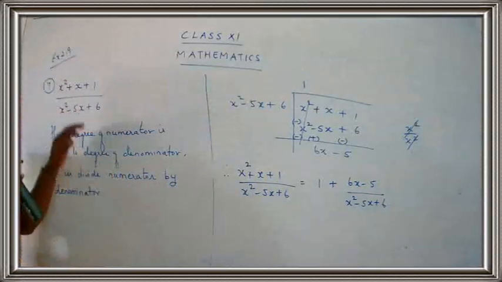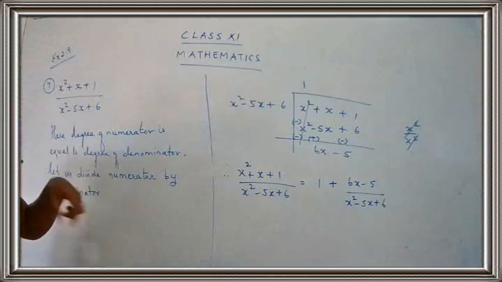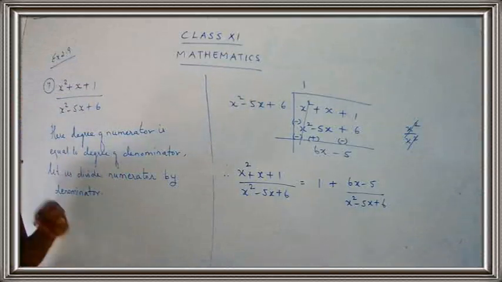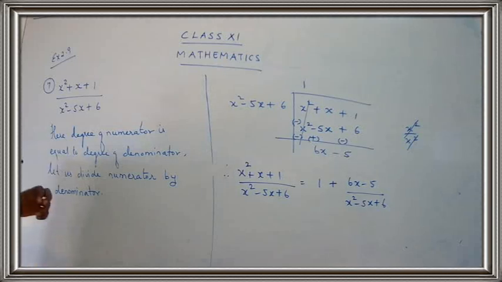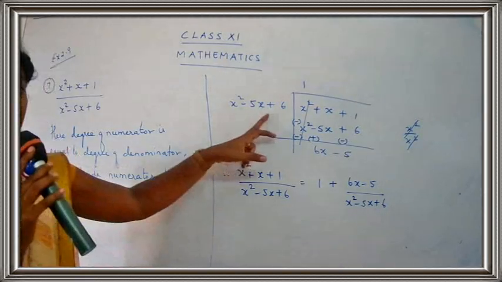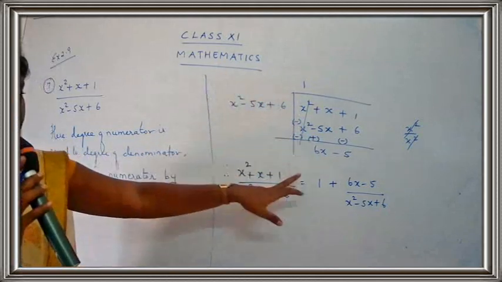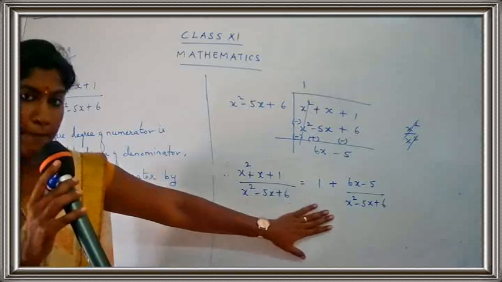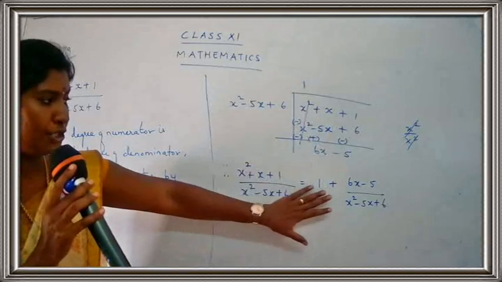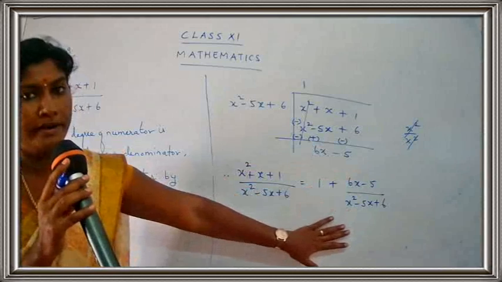So how did we start? We started with the expression where the degree of the numerator and the degree of the denominator were equal. So what are you going to do? You are going to divide the numerator by the denominator. Take the denominator part out, numerator part in. Just follow the division and you have to write down the format like quotient plus remainder upon divisor.